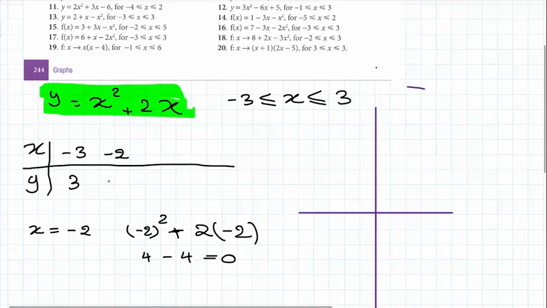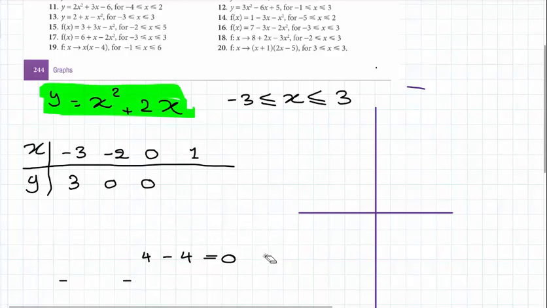leads to 0. Let's put 0 in place of x. We will have 0 squared plus 2 times 0, which is finally equal to 0. And if we put 1 in place of x, then we have 1 squared plus 2 times 1. 1 squared is 1. 2 times 1 is 2. Add them. The result is 3.